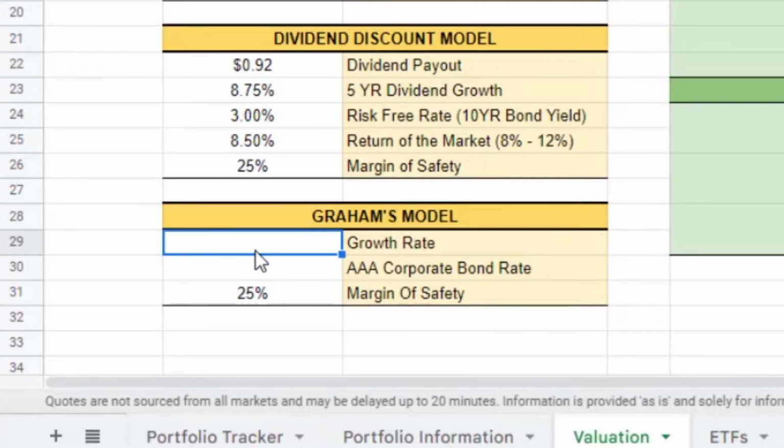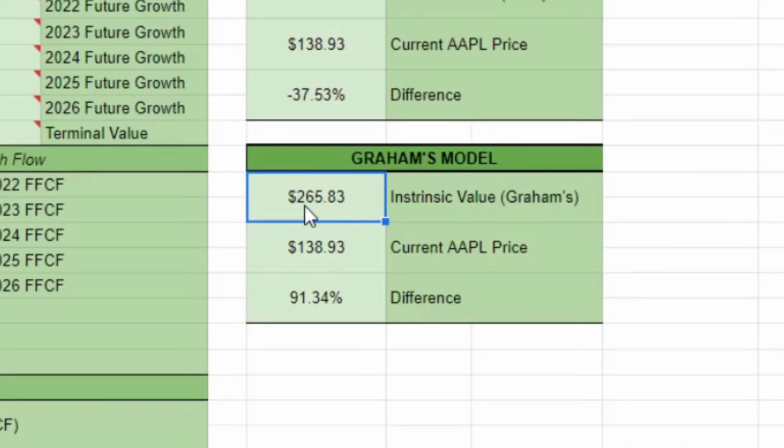So if we put that in the calculator, say a conservative 45% growth rate, with Graham's model, you have to put in the full numbers, as it would give you an odd number if you put in the percents. For the AAA corporate bond rate today, that is sitting around 3.97. With a 25% margin of safety, we're looking at $265 for Apple, where the current price is $138, and the difference would be almost 100%, or double the current price of Apple.